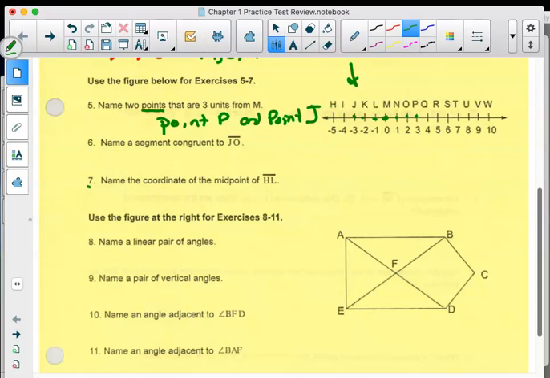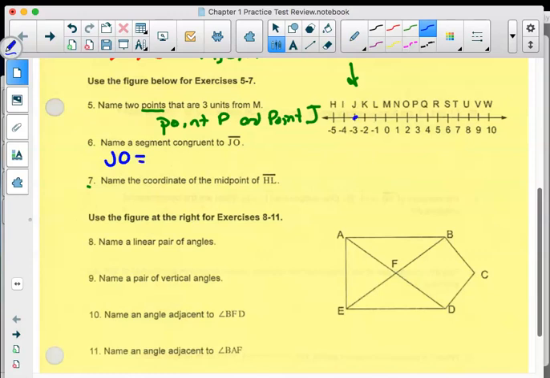Now, name a segment congruent to segment JO. Now, here's the thing. Congruence is based on length, and I'm looking for segments with equal length to JO. So JO has a length, and we use the ruler postulate to find it.